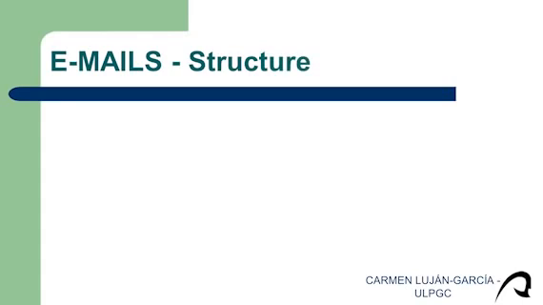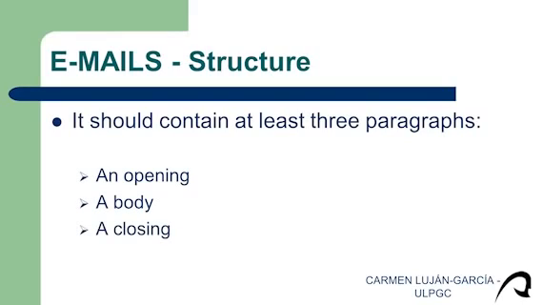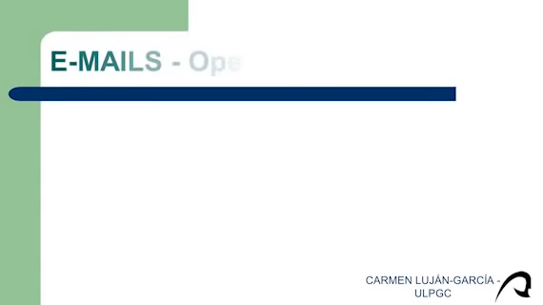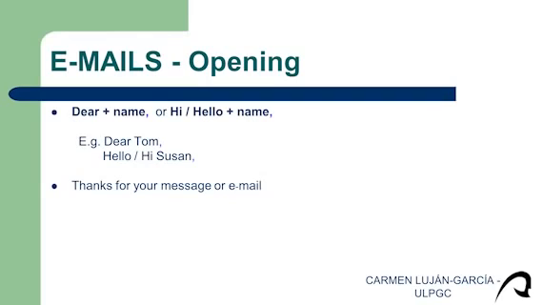In this section of the presentation, we'll focus on emails. Let's see its structure. It should contain an opening, a body, and a closing. We'll see now each of these parts. First, the opening of an email should say dear plus name or hi, hello plus name. Pay attention to the commas. Then, thanks for your message or email, and some opening expressions that may be used.